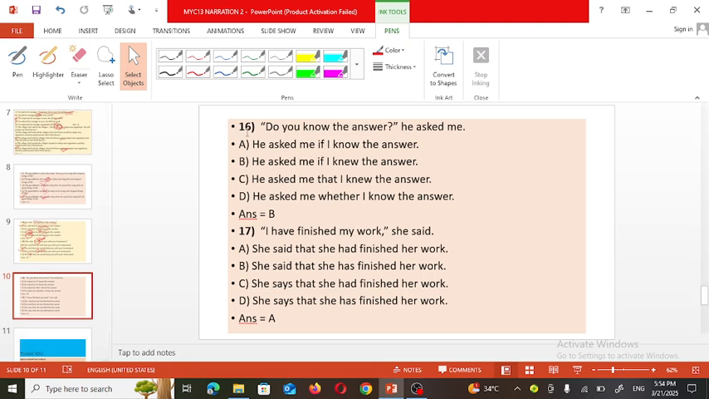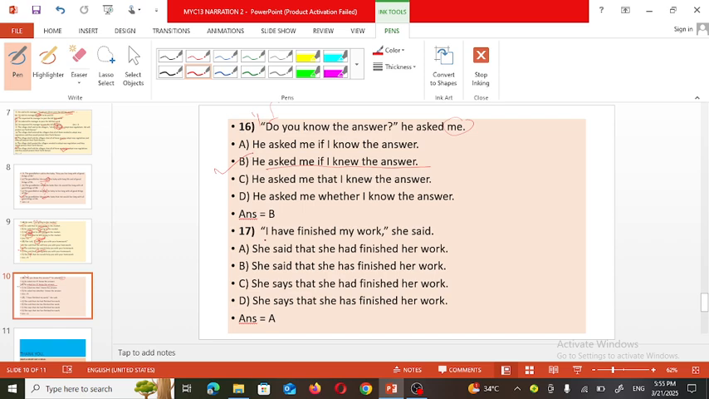Now see the next one. "Do you know the answer?" He asked me. Who is the listener? Me. And I am only going to tell you the statement. So he asked me if, as this is a question, "if, do you know?" "Know" is in present tense, so it should be changed into simple past: instead of "know," "knew" will be there. So he asked me if I knew the answer. So option B is correct.